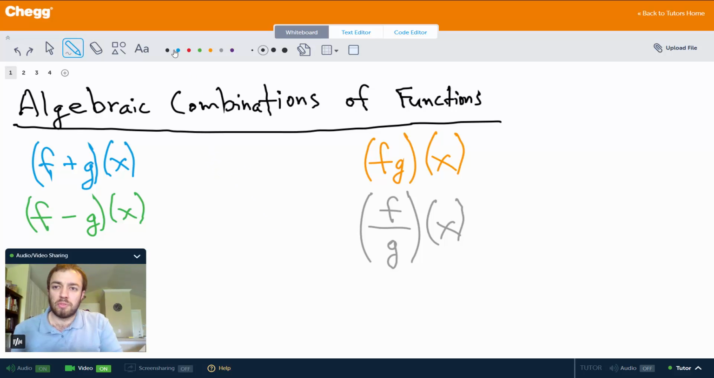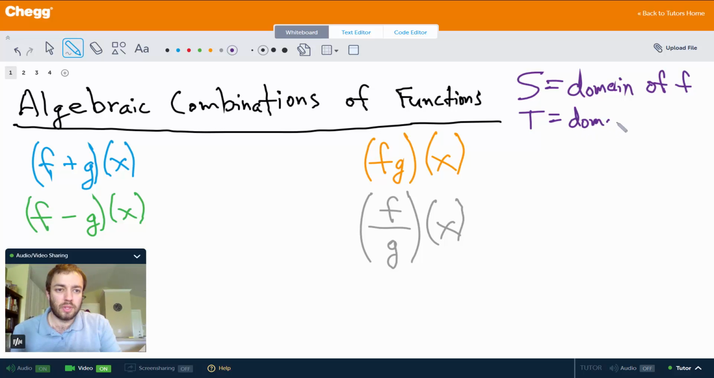Before we move on, let's make something easy on ourselves. Let's say S is the domain of f. And remember, the domain of a function is the set of all the values of x where the function is actually defined. Then we'll say T is the domain of g, so that we can say S and T instead of writing domain of f, domain of g all the time.